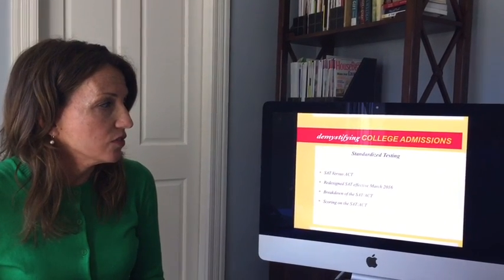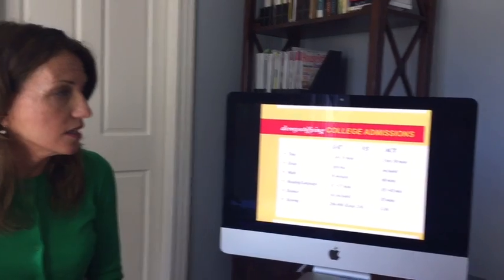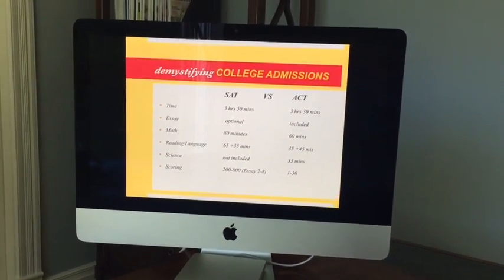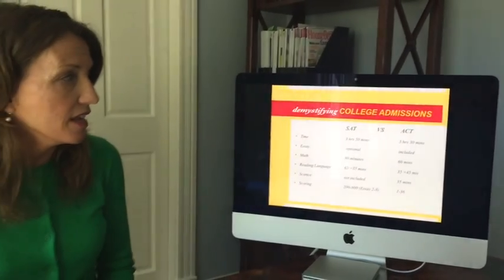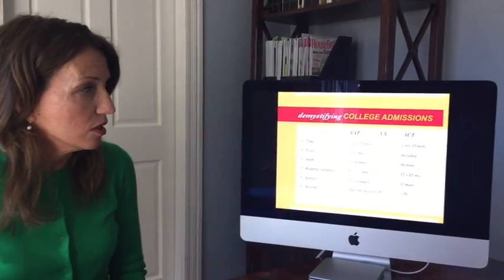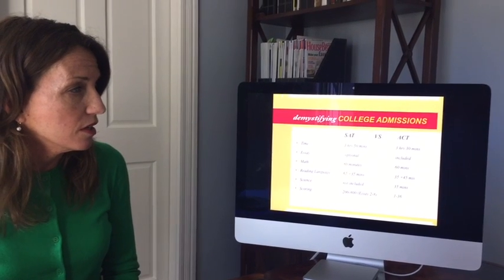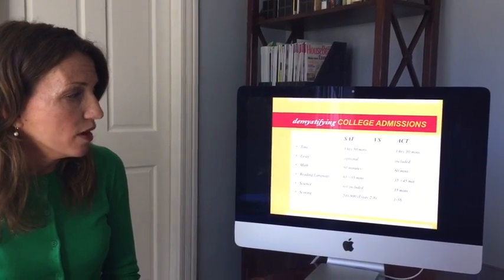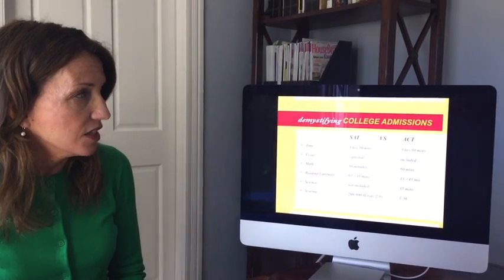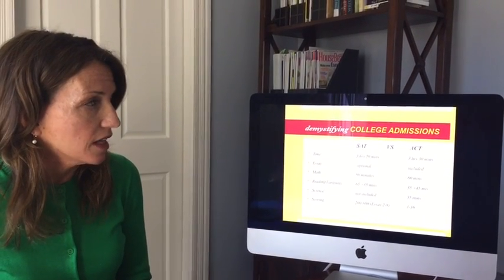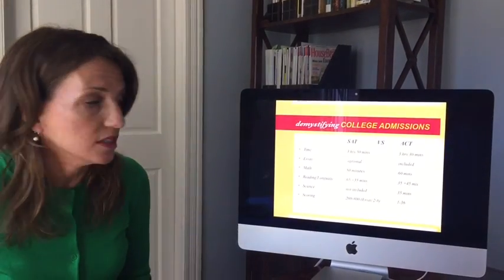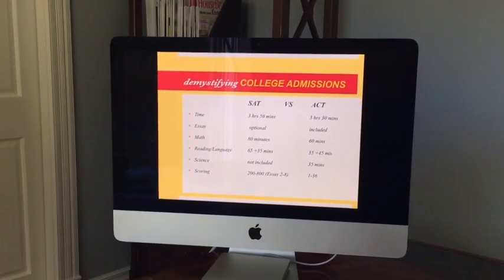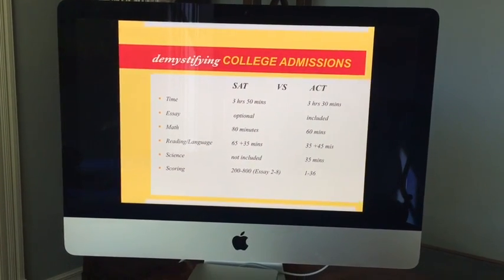So let's take a look at the differences between the SATs and the ACTs. If you look at the differences across the board, the timing is approximately equal. In terms of the essay, on the SAT it's considered optional, whereas on the ACT it's included. The timing of the math is not dramatic, and the reading and language is different. The one fact that is different between the SATs and the ACTs is that there is a science component to the ACTs. Scoring on the SATs is evaluated on a scale from 200 to 800.